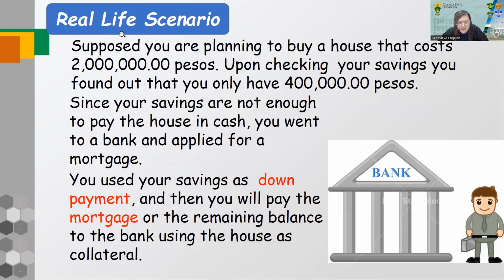Okay, so real life scenarios. Suppose you are planning to buy a house that costs 2 million pesos. But when you look at your savings, you only have 400,000 pesos. Since your savings are not enough to buy the house you want, you go to the bank and apply for a mortgage. So you use your savings as down payment and then you will pay the mortgage or the remaining balance to the bank using the house as collateral.